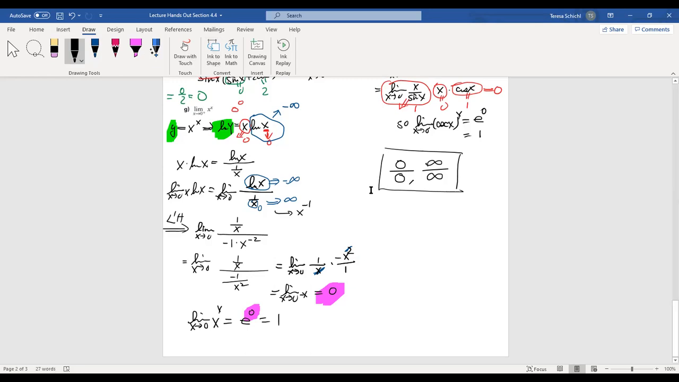Okay, so as you can see, it's a very, very handy rule to find limits.